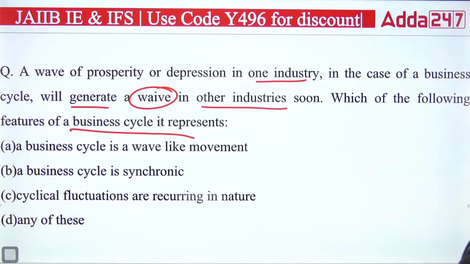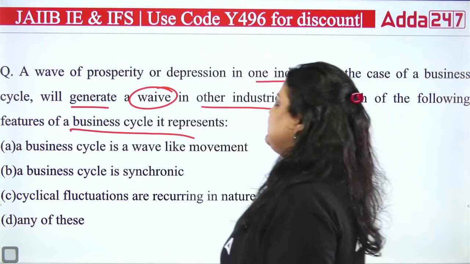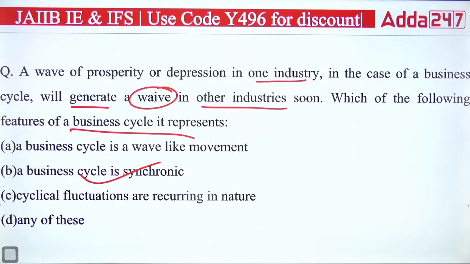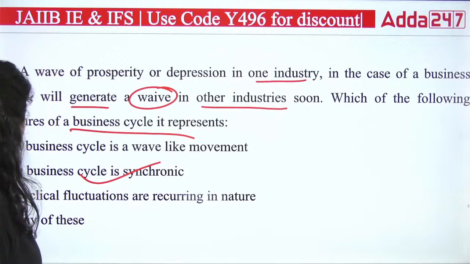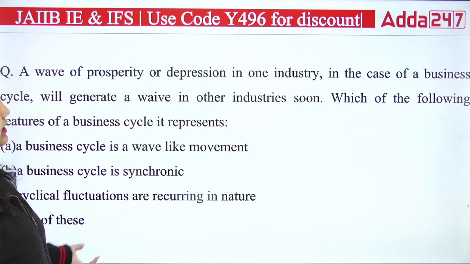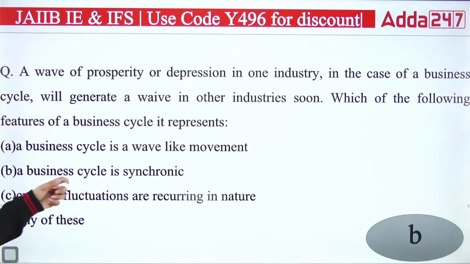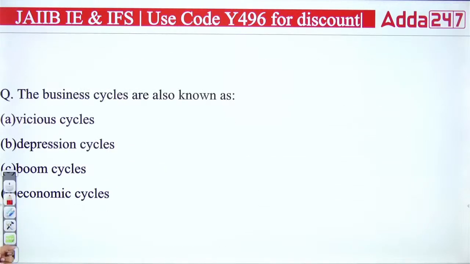And actually the right answer will be your A, business cycle is synchronic. The business cycle is synchronic. If one industry is facing depression, the other will also face the same. If one is facing prosperity, the other will also face the same. So right answer is your B. A business cycle is what? Synchronic. Okay, it's in sync with the others.